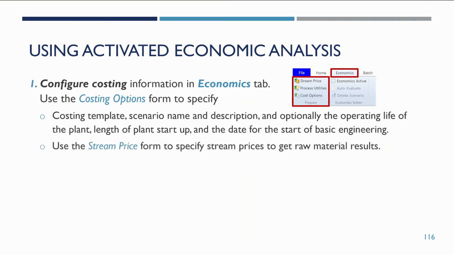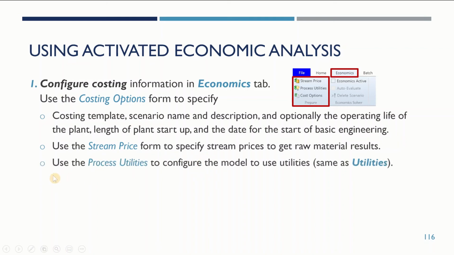In order to get raw material results, specify stream prices by using the Streams Price form. For best results, configure your model to use utilities. If you do not, APEA will gauge the utility needed, but configuring the model to use utilities actually available in your plant and specifying the cost of those utilities will produce more accurate results.